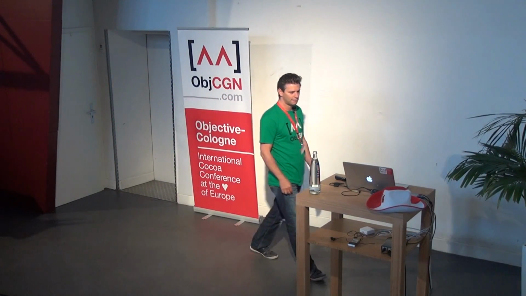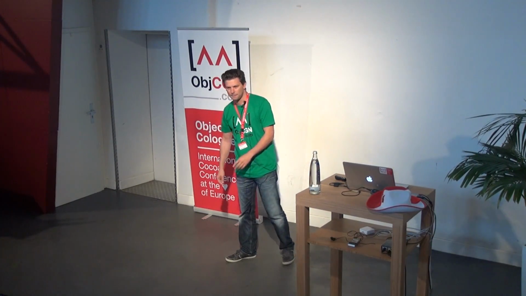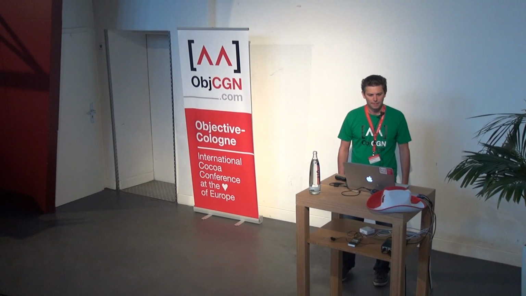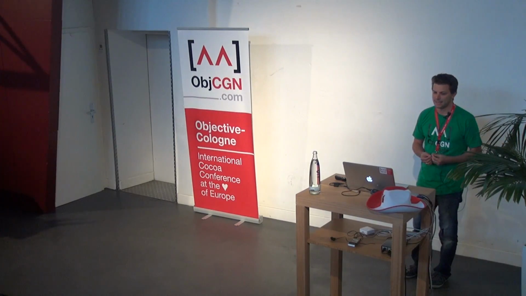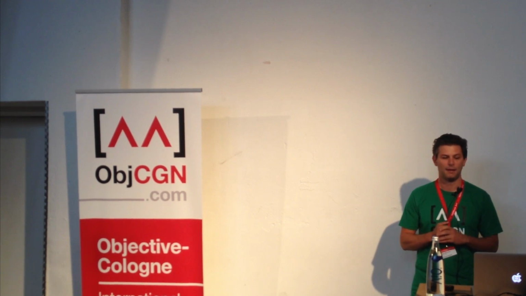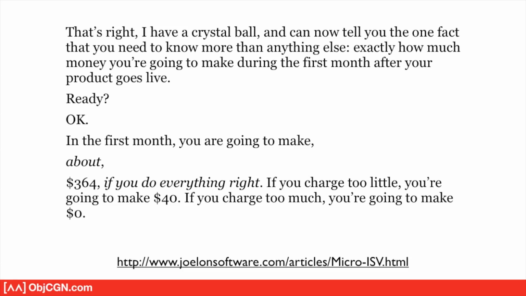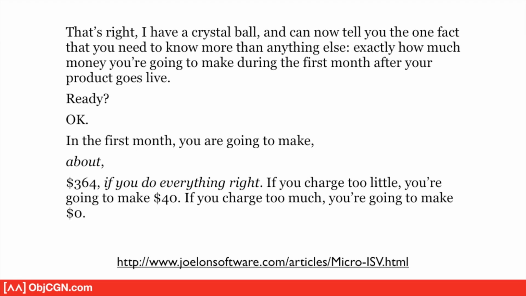There's a great quote here from Joel Spolsky about micro ISVs. And I like it because it really describes how my business started. I'll read it out. "That's right, I have a crystal ball, and it can now tell you one fact that you need to know more than anything else: exactly how much money you're going to make during the first month after your product goes live. Ready? Okay, in the first month, you're going to make about $364. If you charge too little, you're going to make $40. If you charge too much, you're going to make $0."